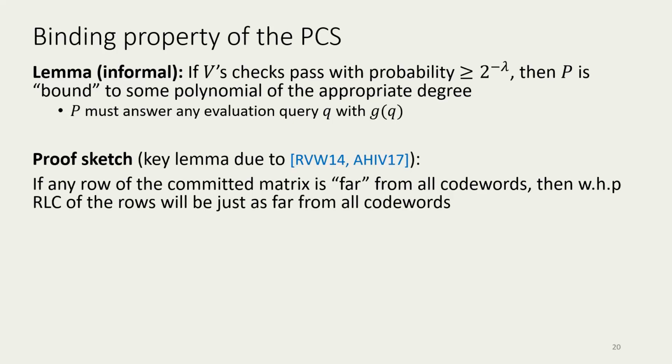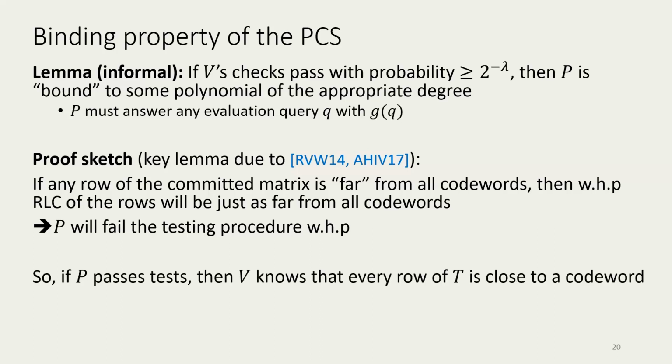So at a high level, the reason this holds is because if any row of the committed matrix is far from all the code words, then with high probability, a random linear combination of the rows will also be far from all the valid code words, so that the prover will fail the testing procedure with very high probability.